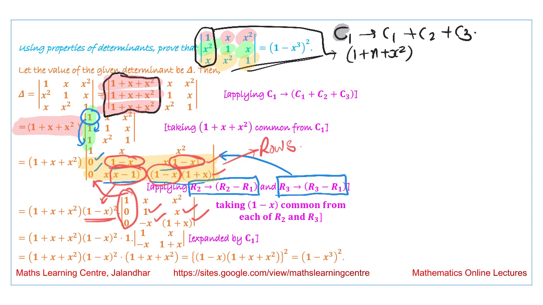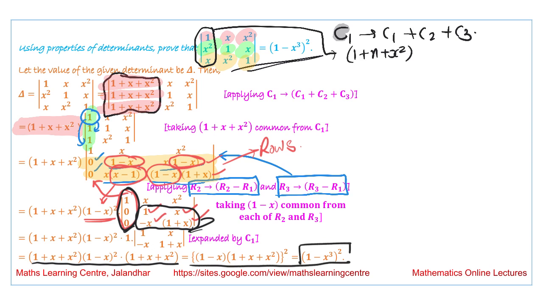Now if we open this determinant along the first column, we obtain 1, and we are left with this part of the determinant. And on expanding this, on solving this value, you can obtain the final answer in the form (1 minus x cube) raised to the power 2.